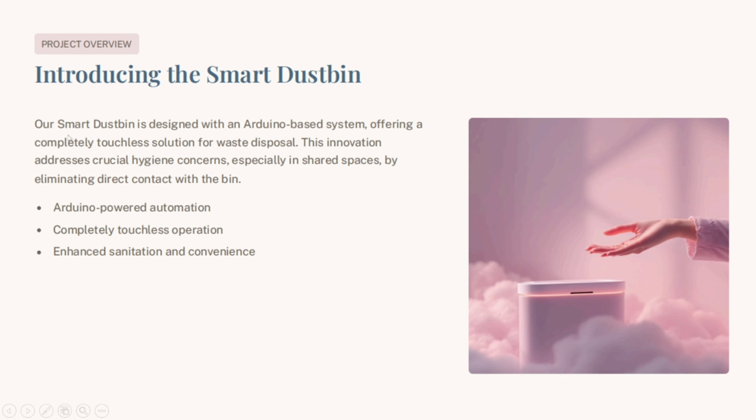Introducing the smart dustbin. Our smart dustbin is designed with an Arduino based system, offering a complete touchless solution for waste disposal. This innovation addresses crucial hygiene concerns, especially in shared spaces, by eliminating direct contact with the bin. Arduino powered automation, completely touchless operation, enhances sanitation and convenience.